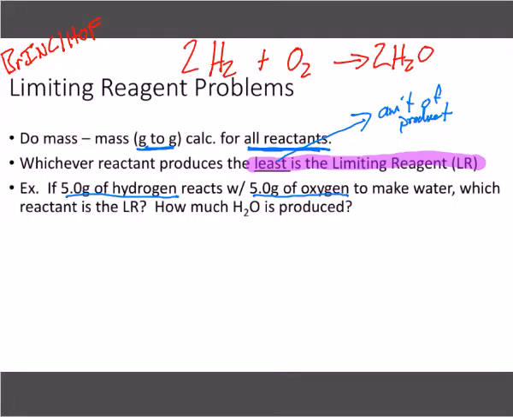Just like that? Absolutely. So there's our balanced equation, guys. Now we have 2 givens. We're going from hydrogen to water. We're also going from oxygen to water. All right, so here we go. I've got 5 grams of hydrogen. I've got 5 grams of oxygen.